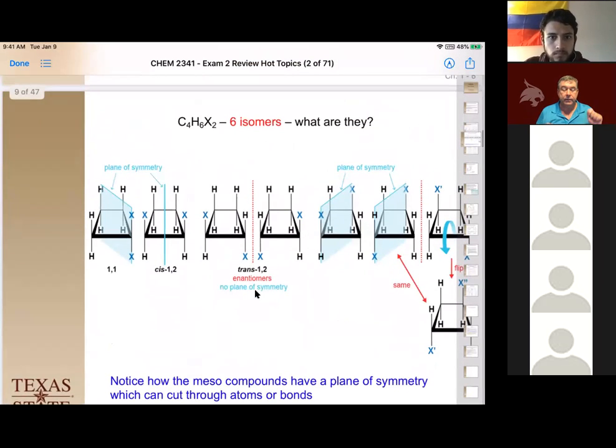And don't forget those tricky little mirror planes. Any plane of symmetry will remove chirality from a system. Okay. And when it removes chirality from a system, we call those meso compounds.